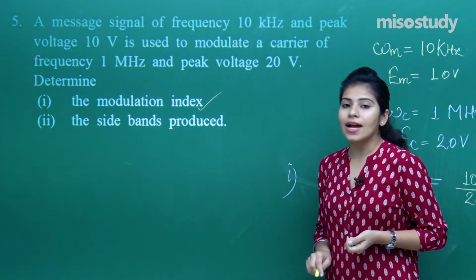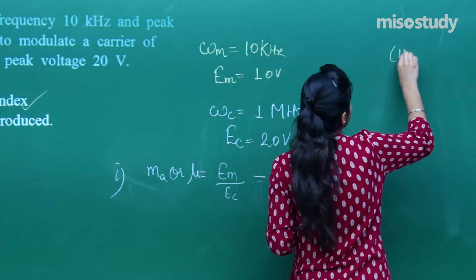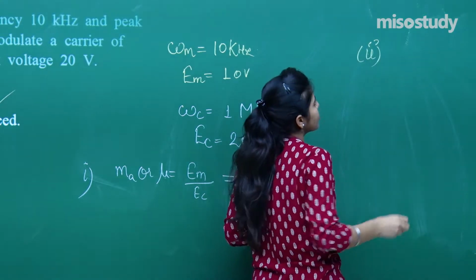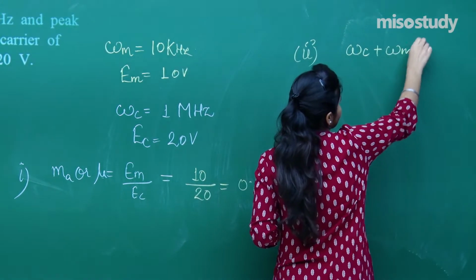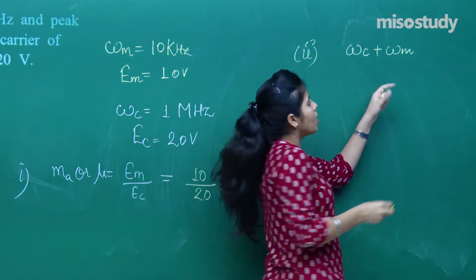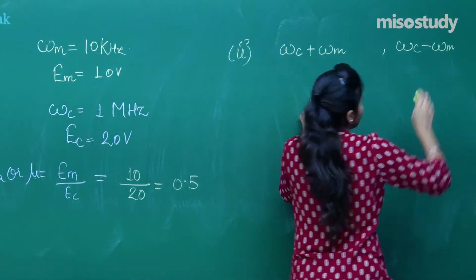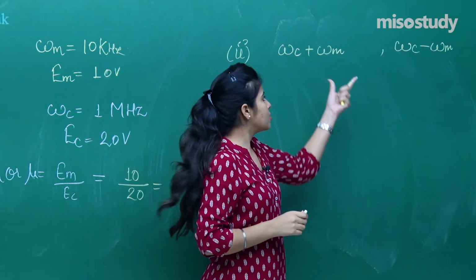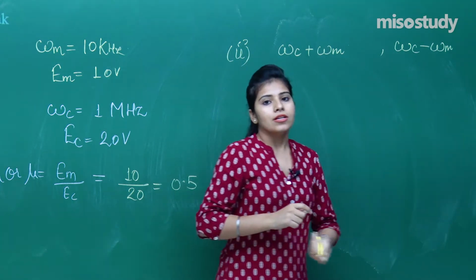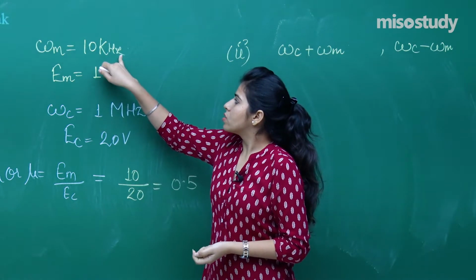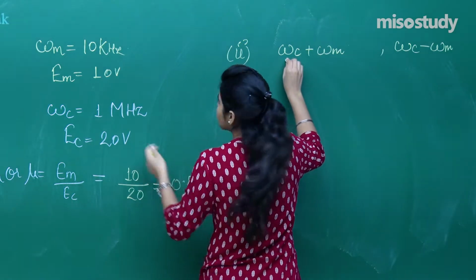Second one, the side bands produced. I told you the formula how to find out the side bands. The side bands are omega c plus omega m, this is the upper band, and omega c minus omega m, the lower band. These are the side bands. So, we can directly find out the omega m and omega c. So, omega c plus omega m.